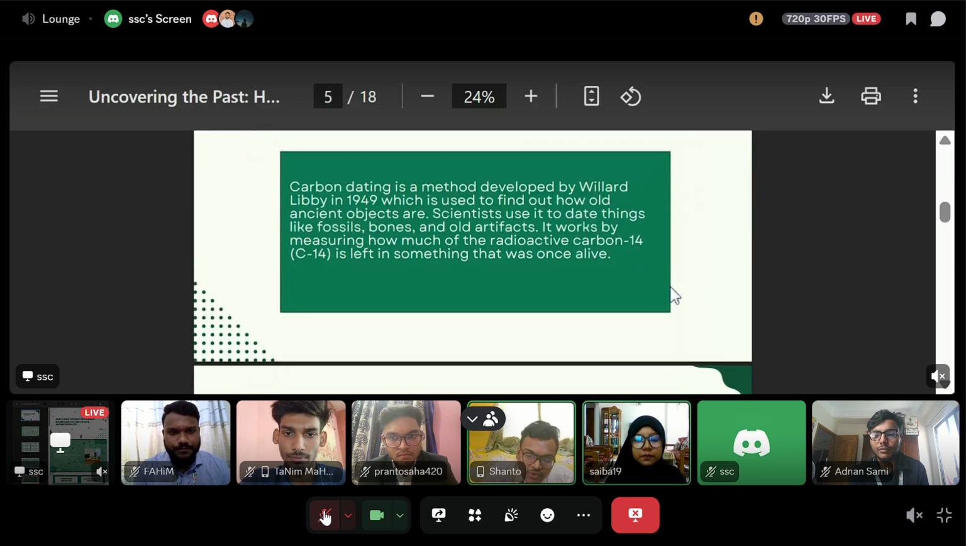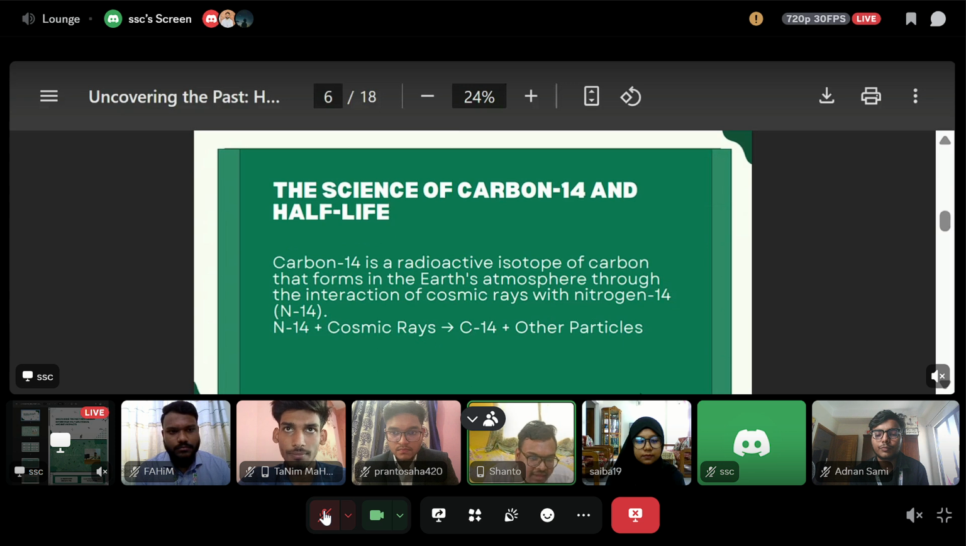Carbon dating is a method developed by William Libby in 1949, which is used to find out how old ancient objects are. Scientists use it to date things like fossils, bones, and old artifacts. It works by measuring how much of the radioactive carbon-14 is left in something that was once alive. So, the science of carbon-14 and half-life.